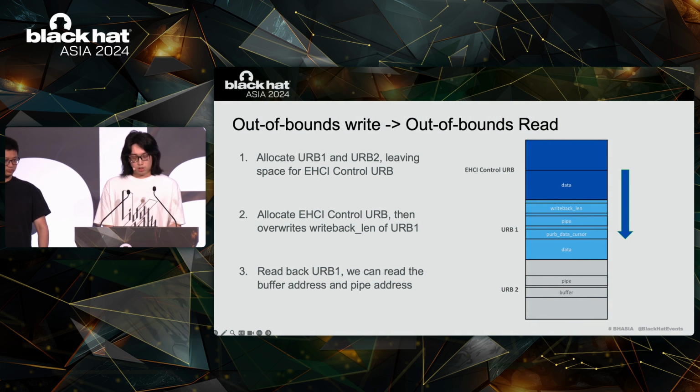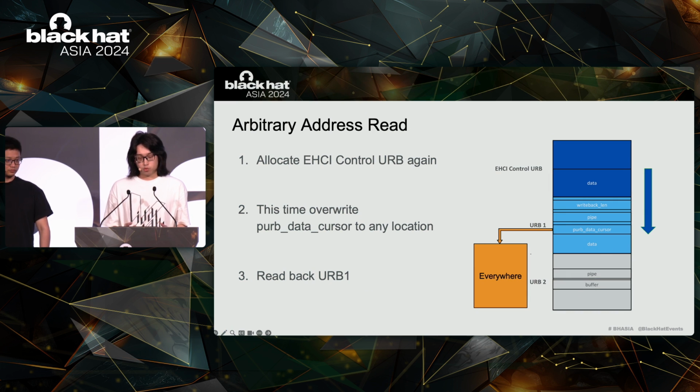The second step is to create an EHCI control transfer and allocate the URB in front of URB1. Then use the out-of-bounds write to override the write-back length of URB1. Once the write-back length of URB1 is overwritten, we can use URB1 to read more content, including the pipe address and buffer address in URB2. The next part is arbitrary address read. It is very easy because we already have the heap address. We can just override URB1's PURB data cursor to any location.